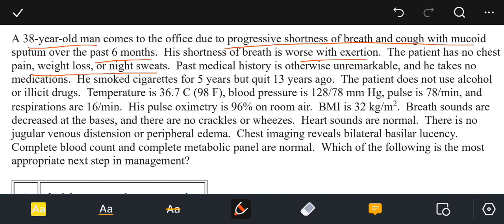The past medical history is otherwise unremarkable and he takes no medication. He smoked cigarettes for 5 years but quit 13 years ago. The patient does not use alcohol or illicit drugs.